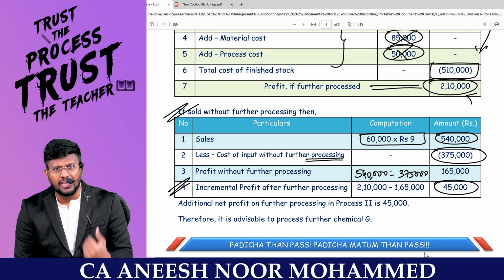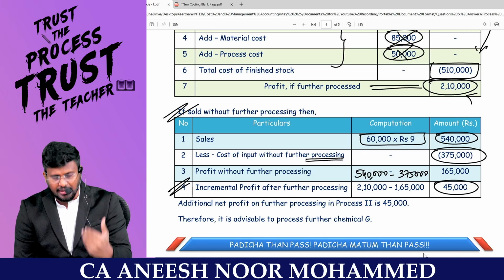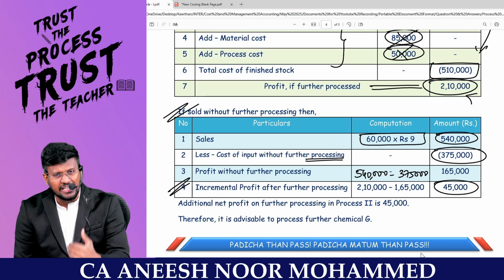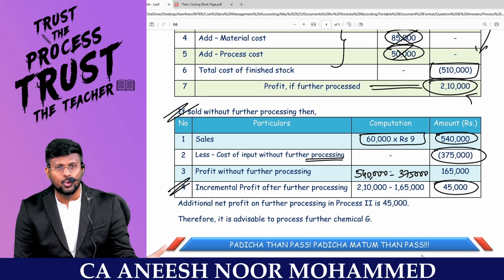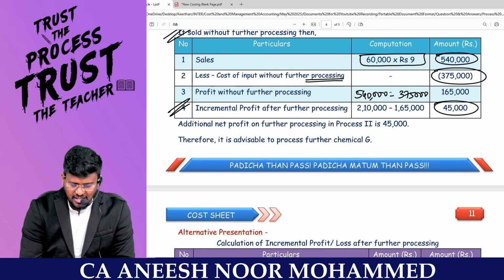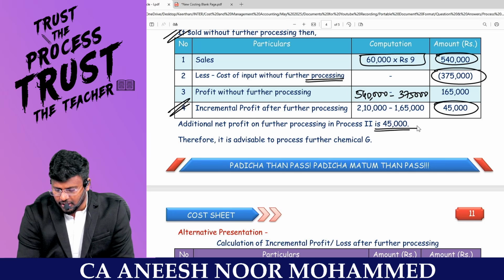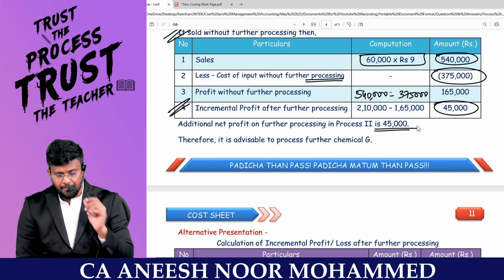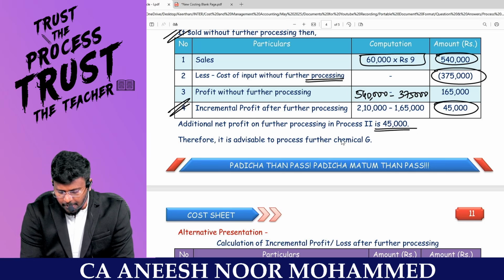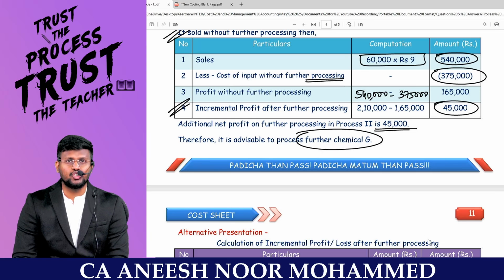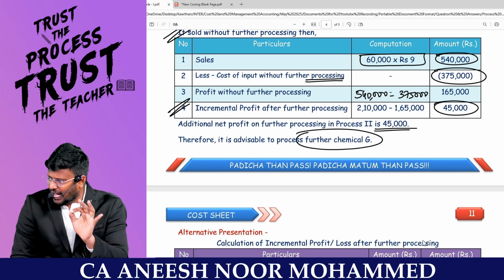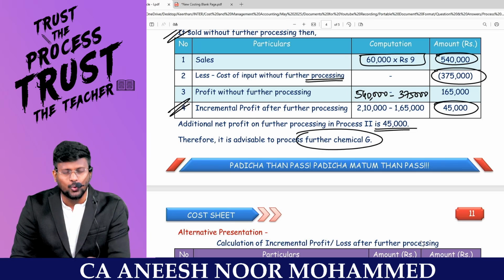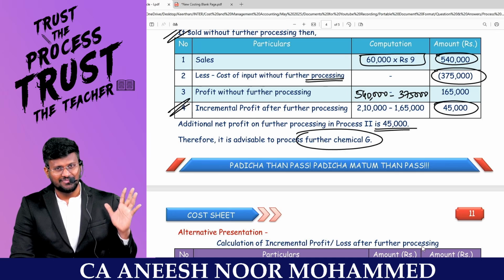Why should the company lose that? So it's better to transfer 60,000 kg to process number 2 and let them do the further processing. Additional net profit on further processing is 45,000. Therefore, it is advisable to process further chemical G. That is the final answer for this. What a beautiful question from process costing.